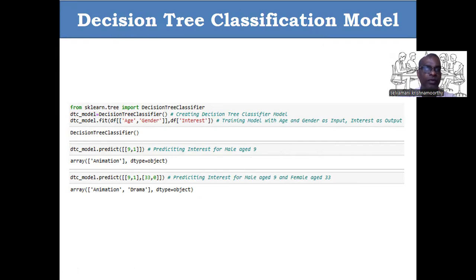With more than one input, we can go for 9, 1. That means male aged 9. 33, 0. Female aged 33. That means the interest for a male aged 9 is animation. Interest for the female aged 33 is drama. I hope our model is predicted very well.